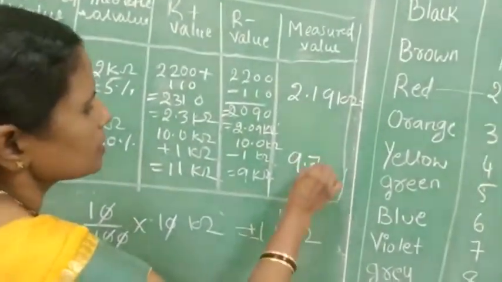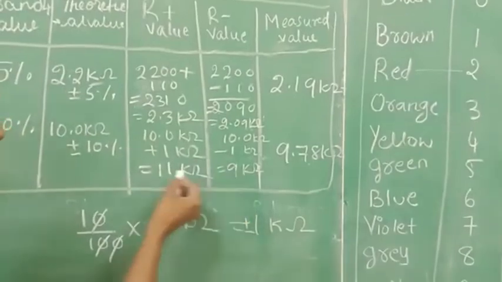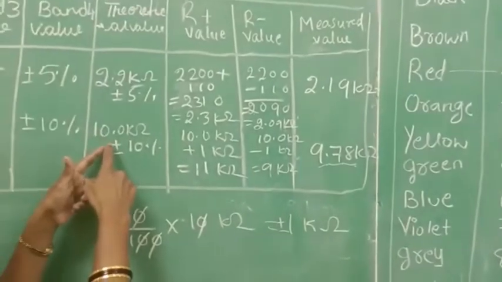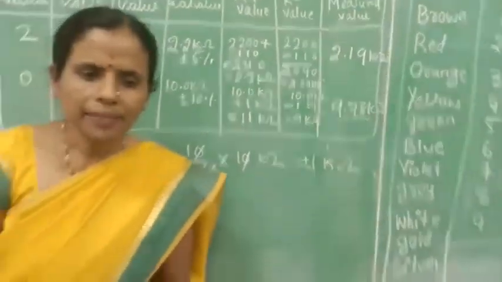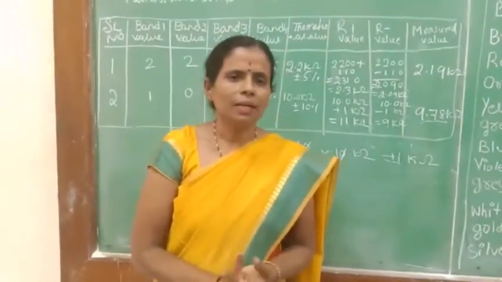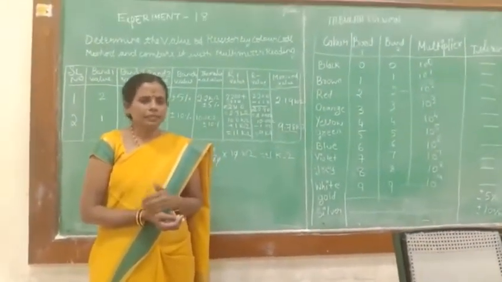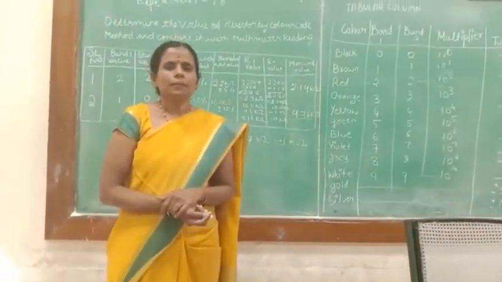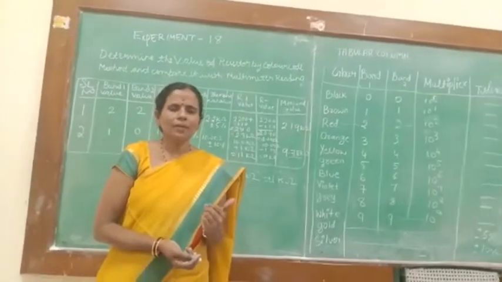Let me write it on the board. It is 9.78 kilo ohm. So I got the value between 9 kilo ohm and 11 kilo ohm because it is 9.78 kilo ohm. The true value is 10 kilo ohm. Both are approximately equal. In this way, students, you can determine the value of a resistor using the multimeter and using the color code method, and we should get exact, not exact. If we get exactly, it is well and good. If we get the approximate value also, it is good. But we should get between the two range values, that is R minus value and R plus value.